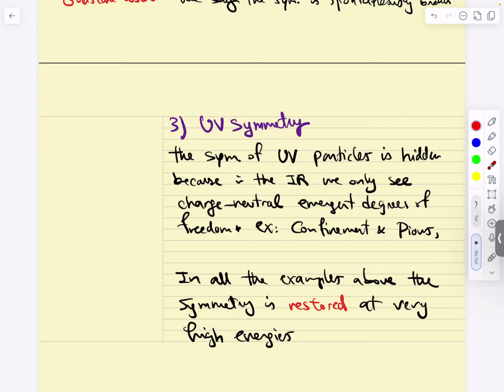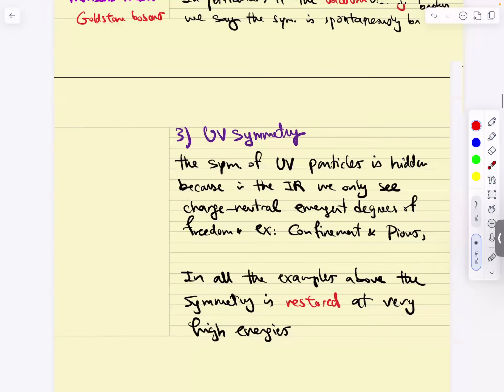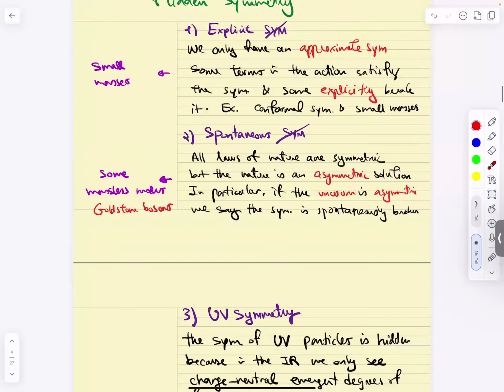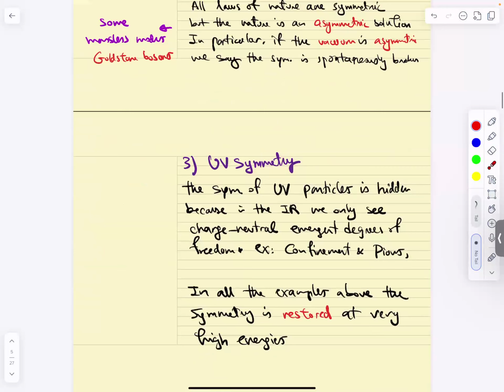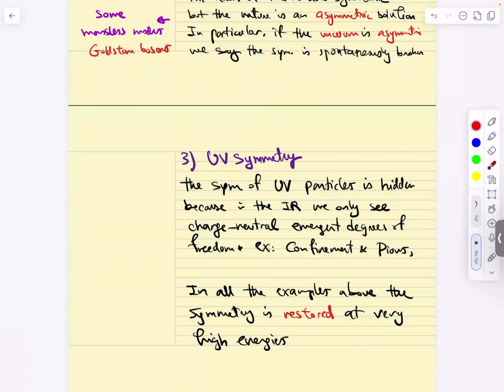You would work with effective degrees of freedom. But there are these three possibilities that tell you about how your UV theory might have a symmetry, and that means that the theory is well defined, but in the infrared you don't see it. Okay? And in all these cases, as you go to higher and higher energies, the symmetry is restored.